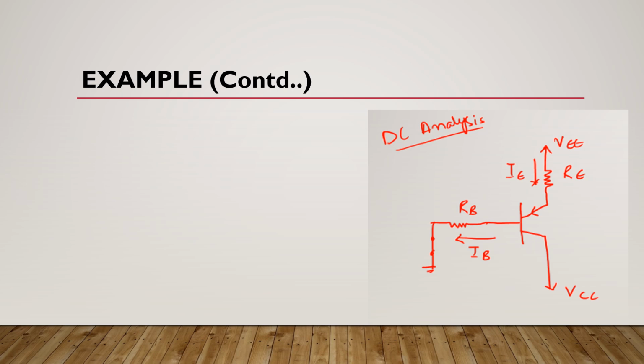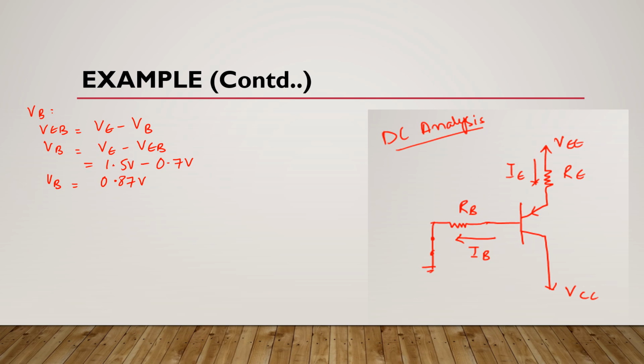Now we will find VB. We know that VEB is equal to VE minus VB. It means VB is equal to VE minus VEB. Here this VE is 1.7 volts and VEB is 0.7 volts. It means VB is equal to 0.87 volts.